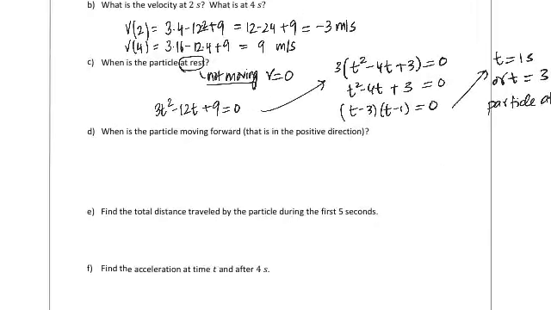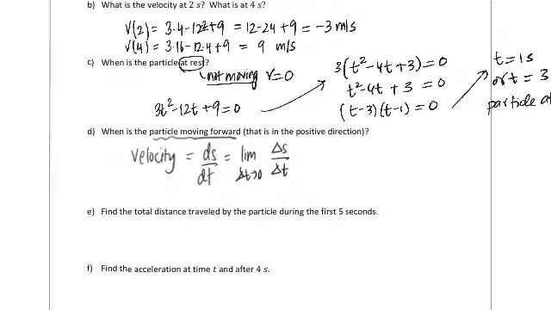When is the particle moving forward? That is, in the positive direction. Well, particle moving forward means its velocity is positive. Remember, the velocity is the derivative of the position, right? Which means it's the limit as delta t goes to 0 of delta s over delta t. So that means that if the delta s is positive, then the velocity will be positive. That means if the particle is moving in the positive direction, the velocity has to be positive.